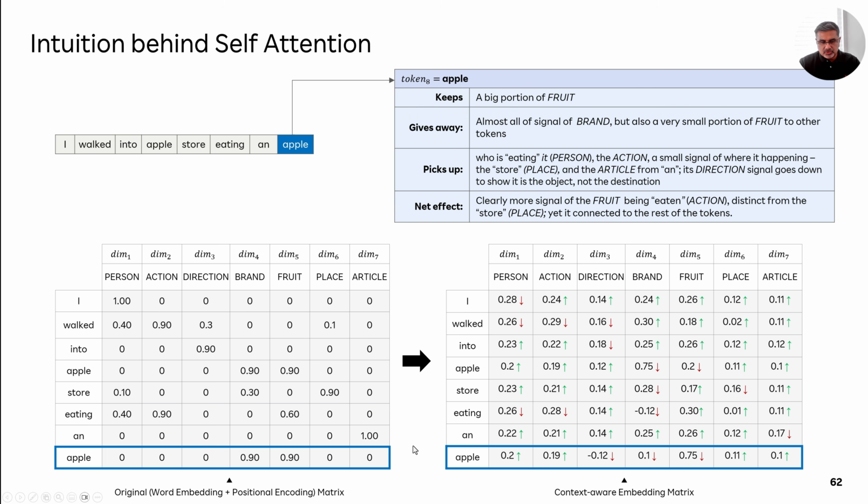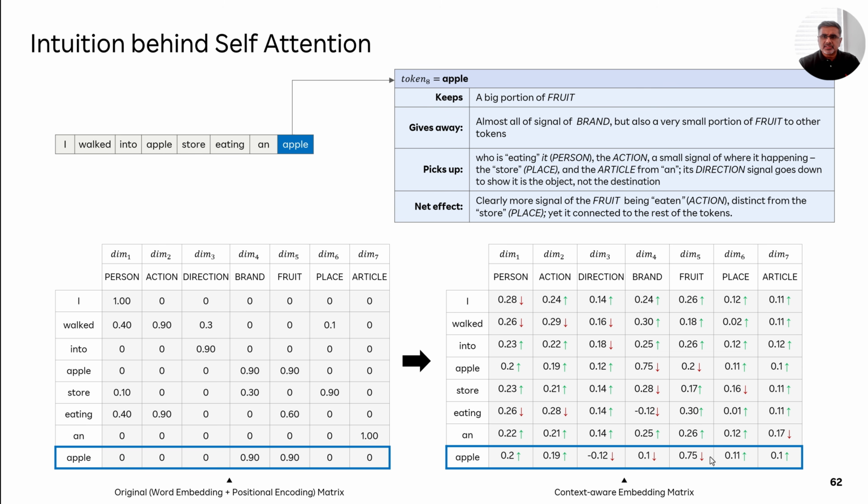Let's look at the next occurrence of the word apple. Same thing: in the original word embeddings, the brand dimension was very high, and the fruit dimension signal strength was very high. Now the trading happens as part of the self-attention calculator. Here, the second occurrence gives away a significant portion of its brand signal to other words, and it still retains a significant portion of its fruit signal. Now, why has it gone from 0.9 to 0.75? Because it is trading with other words.